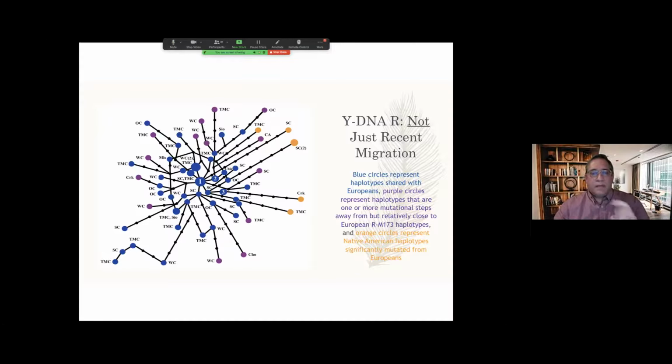But they felt it was maybe close enough that it could be explained by recent mutations since Columbus. But then they found some additional ones which were put in orange here, which represented many mutations, as many as 8 mutations from any European DNA type that they could find. And they're thinking it's just too many mutations to have occurred in the time frame since Columbus to fully explain this as being from recent admixture.